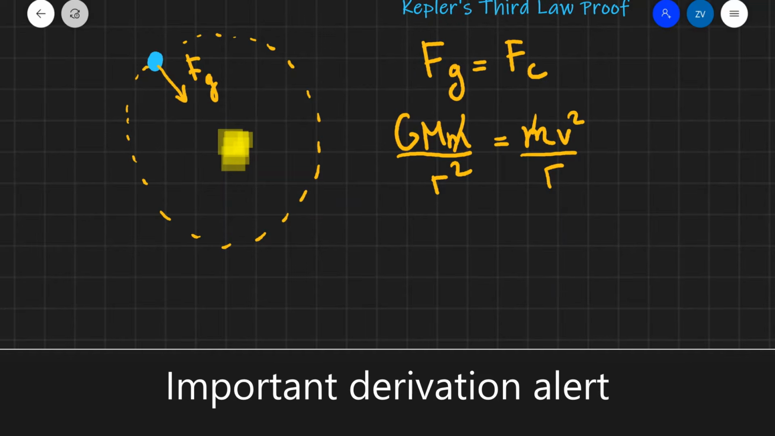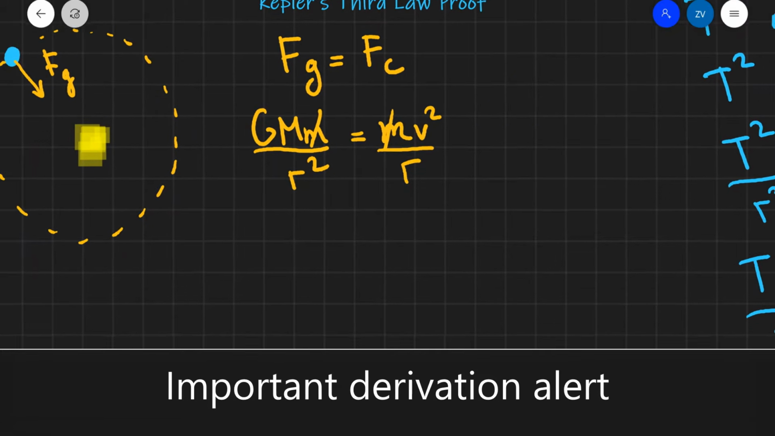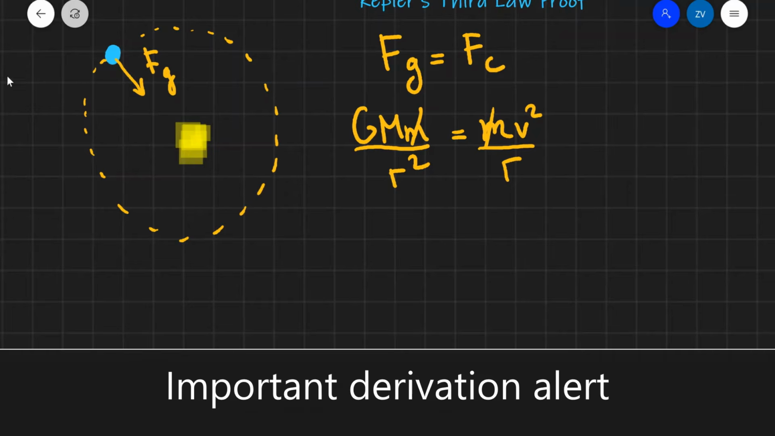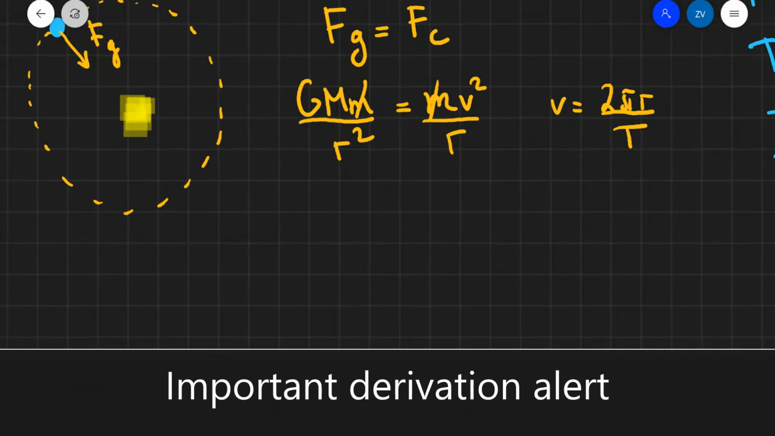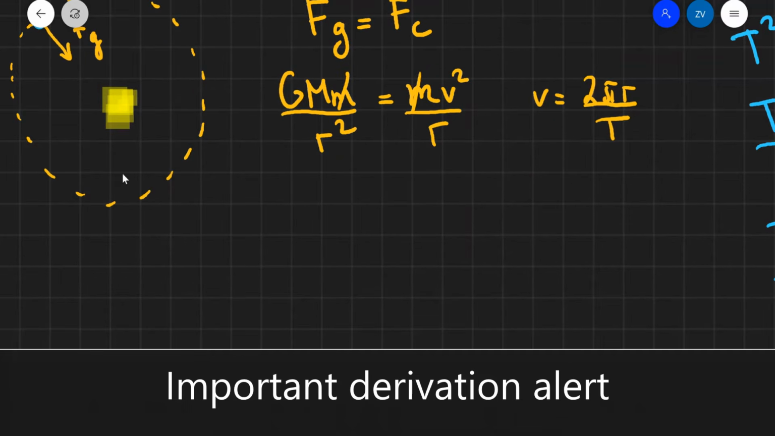I'm just going to cancel those m's over here, and additionally I'm going to remember that whenever we have an object moving in a circle, the speed v will be equal to the circumference of the circle, which is 2 pi r, divided by the period of rotation, which in this case is just equal to T. Now what I'm going to do on the side here is just square this. So v squared is equal to 4 pi squared r squared divided by T squared. Then I'm just going to sub this into this equation.